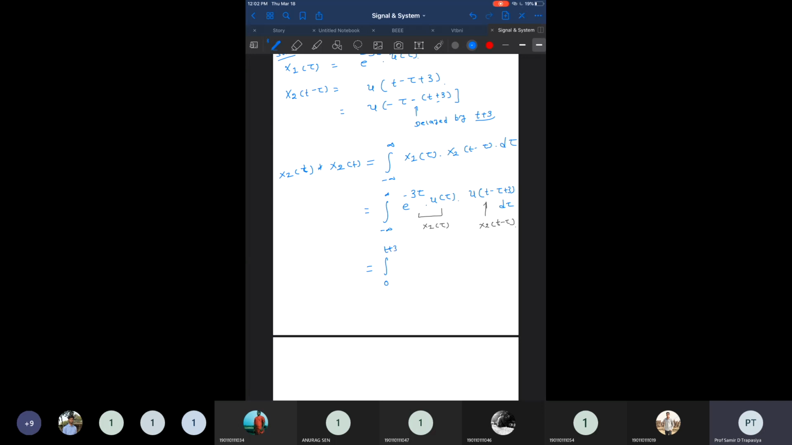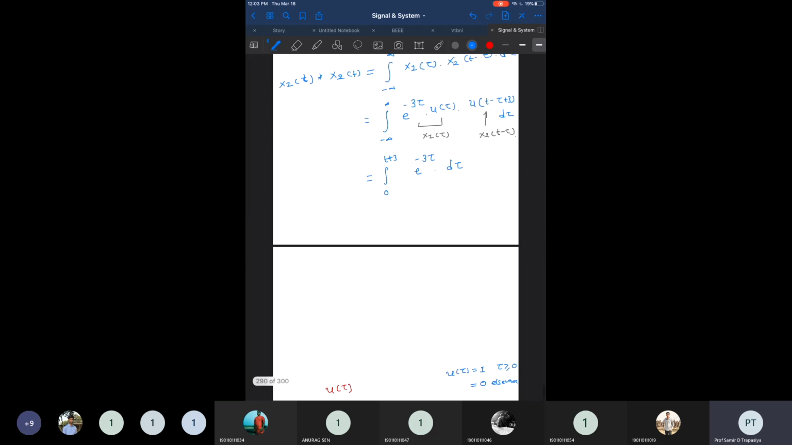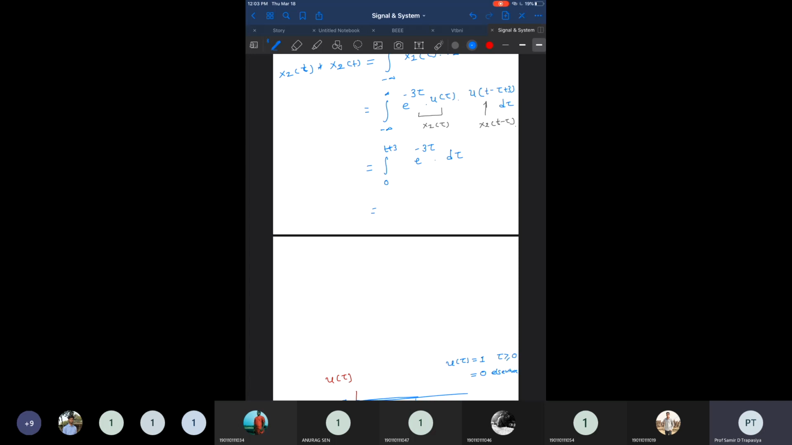This is the point where both signals exist, and in that case u of tau is 1 and u of t minus tau plus 3 is also 1. So if we replace this, both the terms will be 1, so we have only the e raised to minus 3 tau term, and we simply take the integration of the signal. The integration becomes e raised to minus 3 tau divided by minus 3, and the limits are applied as 0 to t plus 3, right?